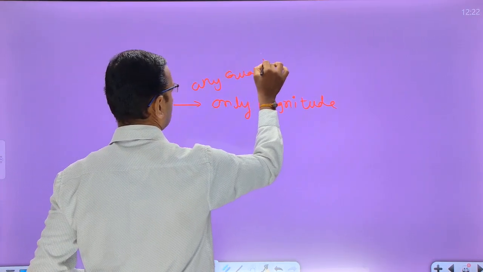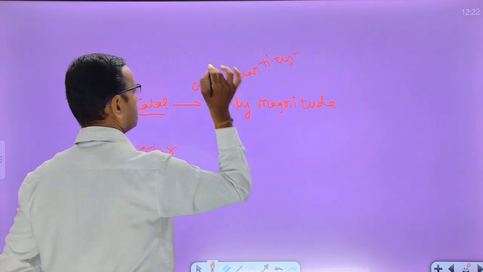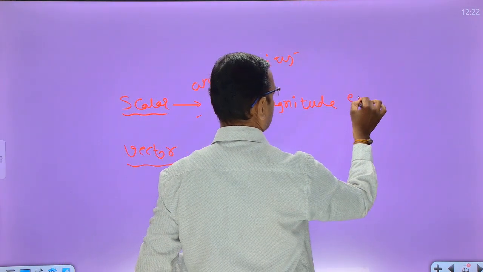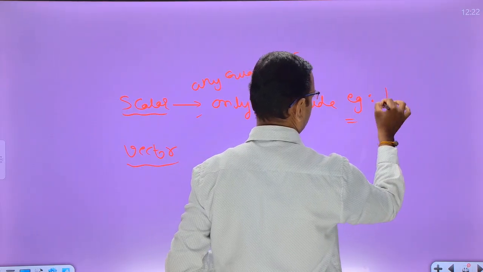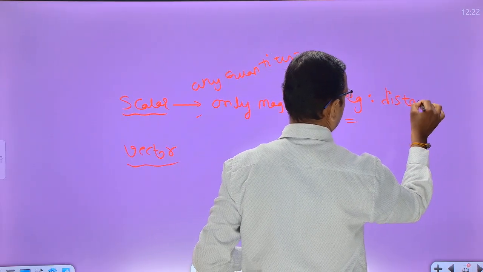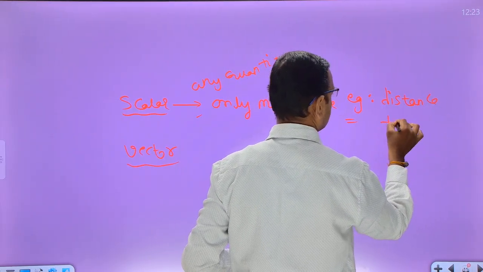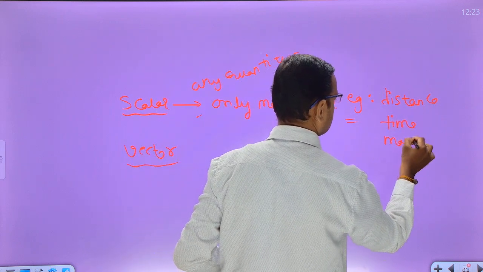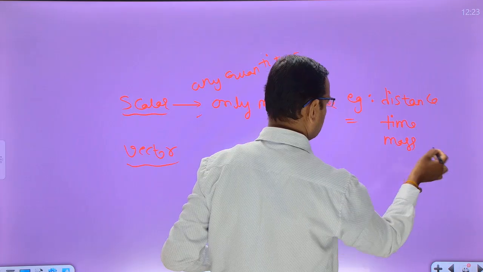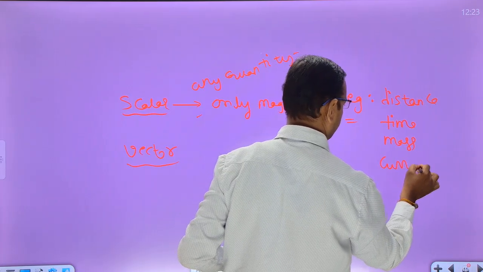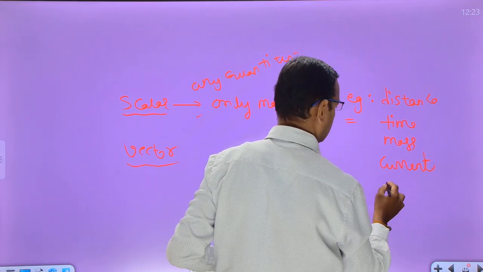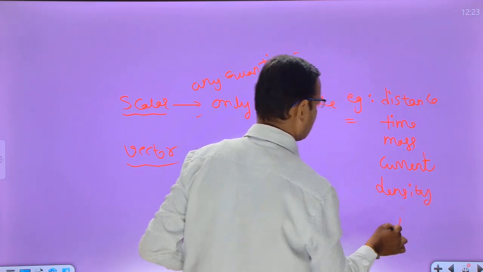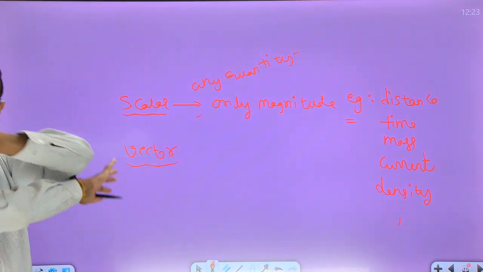Any quantity which has only magnitude is called a scalar. The examples of scalar quantities are, as we have just seen, distance, or it can be time. Time is a scalar. Time has no direction. And mass and current. Density. All these things. There are so many physical quantities which have no direction.